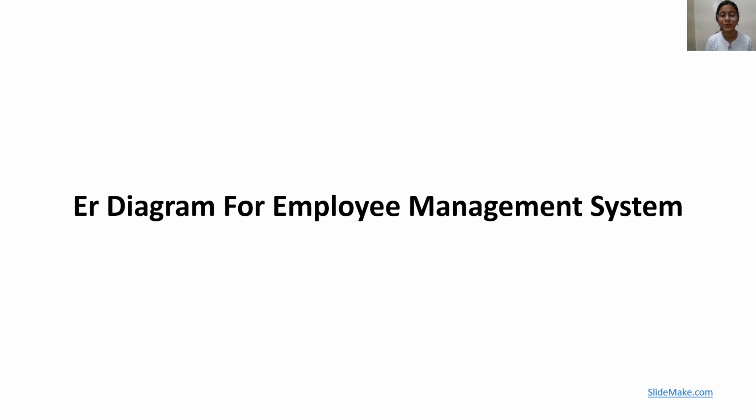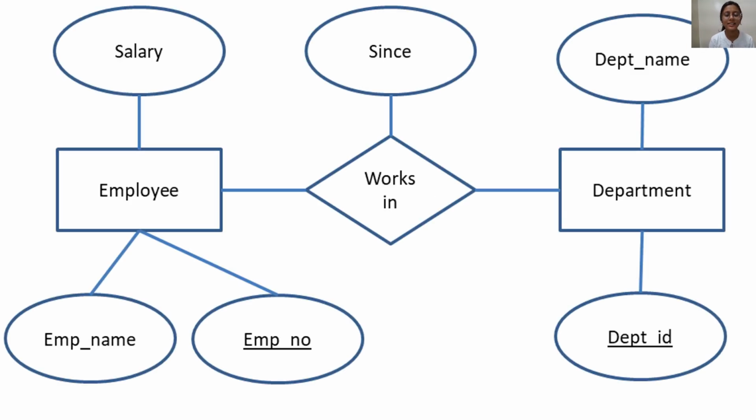Today we are going to see about the topic ER diagram of employee management system. This is the ER diagram of employee management system. In this diagram we can see salary, department name and name, employee number and so on.